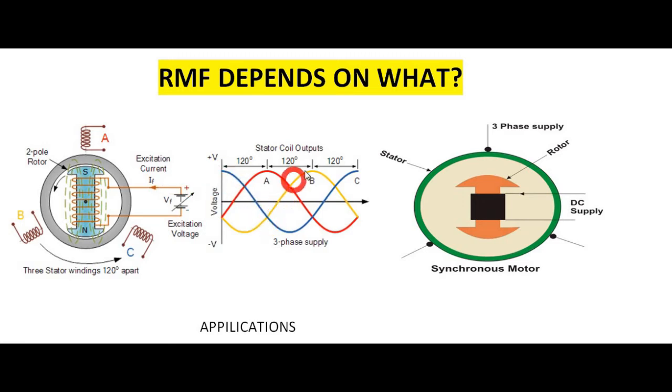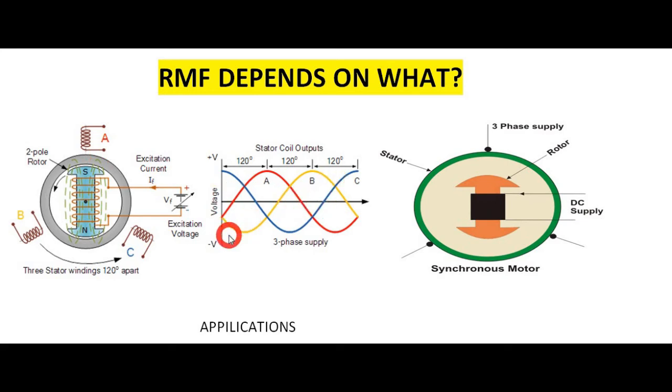As the positive half cycle and the negative half cycle come, during the first half cycle the repulsion force is created, and during the negative half cycle, the poles are changed in the stator.